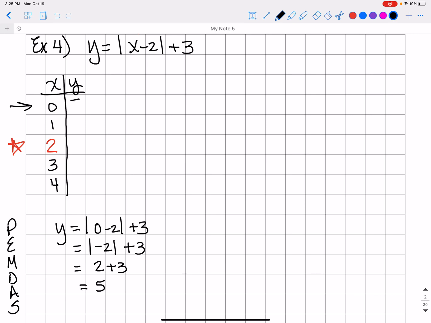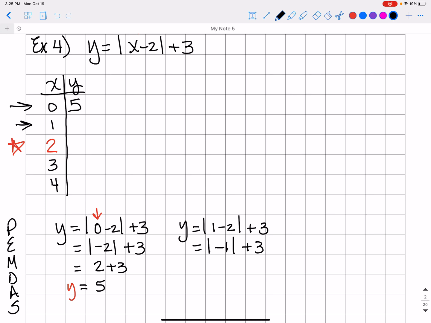So now I can plug a 5 in my t-chart when x is 0, my y equals 5. All right, now I'm going to do that again, only this time in the x spot, I'm going to put a 1. So I've got 1 minus 2 plus 3. My x here is a 1. So I've got 1 minus 2 is negative 1 plus 3.